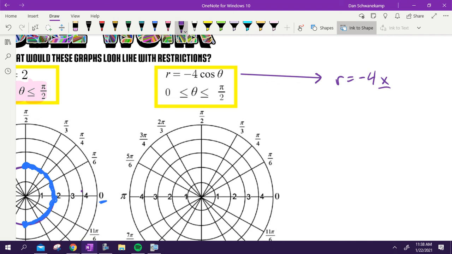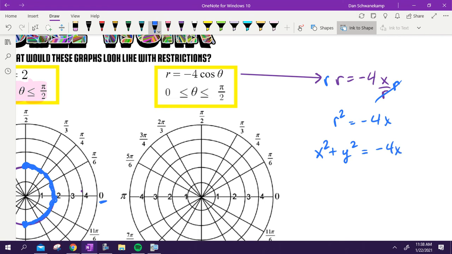Cosine is x over r, so I'm going to do that. Make it x over r. Then what? Multiply both sides by r. That cancels. I get r squared equals negative 4x. We're getting a little bit better. Then what could I do? Substitute Pythagorean theorem. X squared plus y squared equals negative 4x.